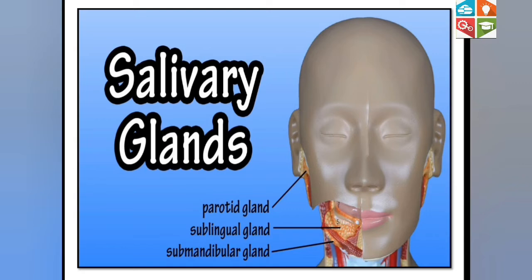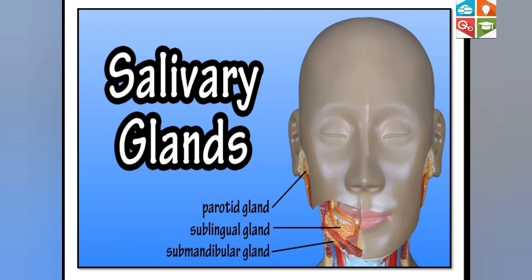After the mouth we will specifically see about the glands. Salivary glands, as I said, are 3 pairs. The 3 pairs are the parotid, the sublingual and the submandibular.